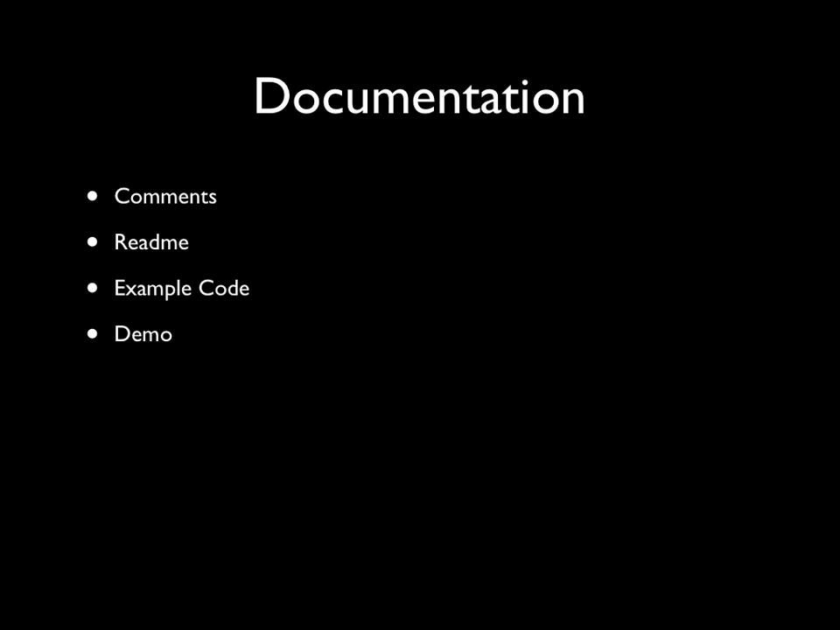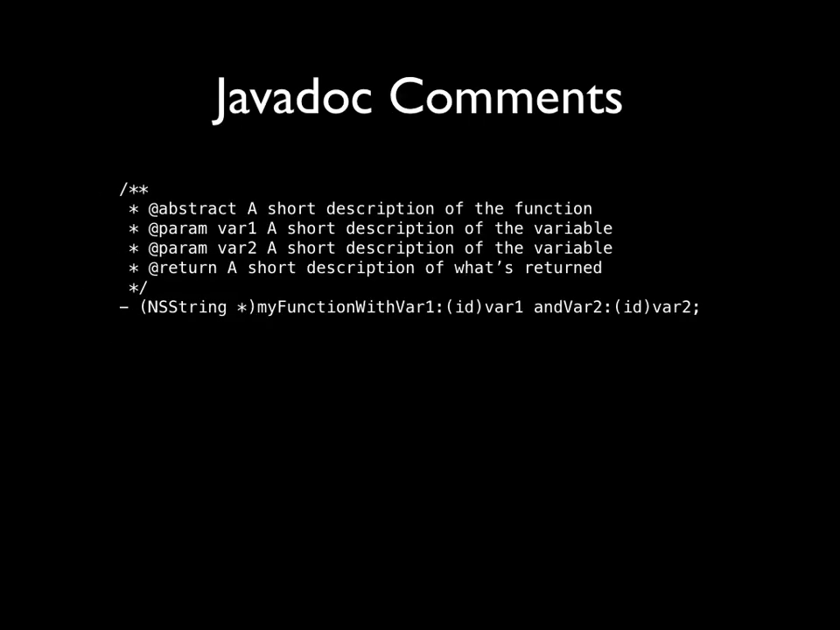Documentation. I know we all hate doing it, but comments are probably the best thing. You don't really have to go over the top. Javadoc comments work really well. These are Javadoc comments if you haven't seen them before. They start with a double star at the start, otherwise they're not Javadoc comments. And you can use these to generate basically web pages. And in the latest version of Xcode, Xcode will go through these comments and display them in its inline help, which is really cool.